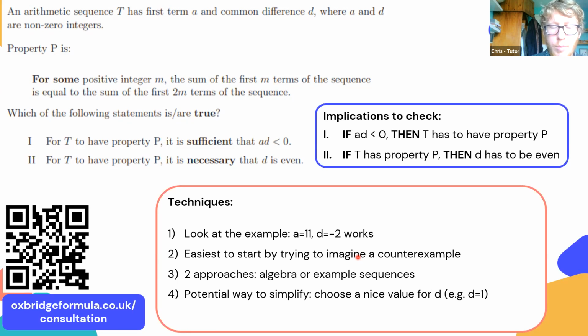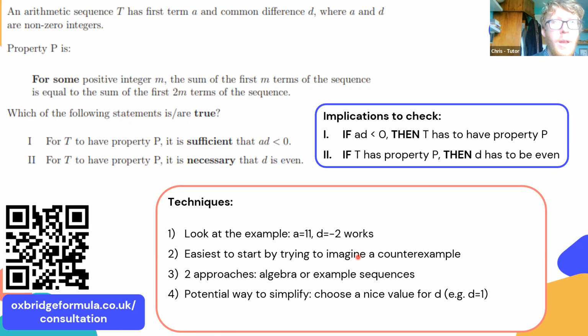Having a few simple examples often helps you understand what's going on. One way to keep things simple is to make a and d smaller. In particular, d equals 1, so they're just consecutive numbers, like 1, 2, 3, 4 is an arithmetic sequence with d equals 1. That's going to be as simple as possible, and it's often a good way to start.